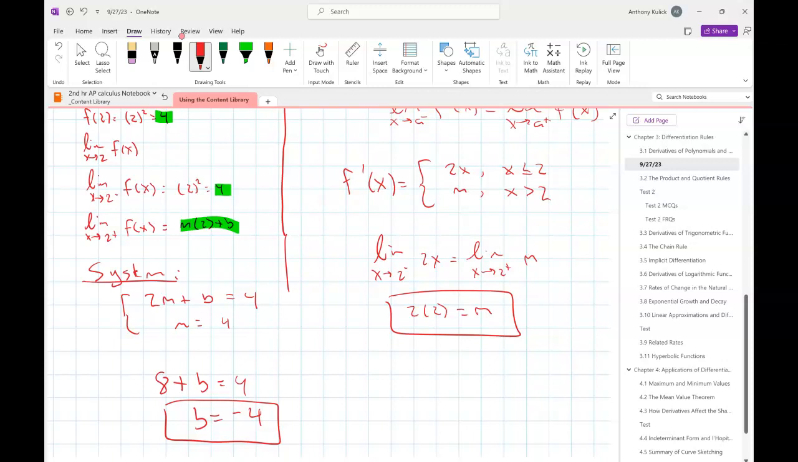Did that match the answer in the back of the book? Radical.